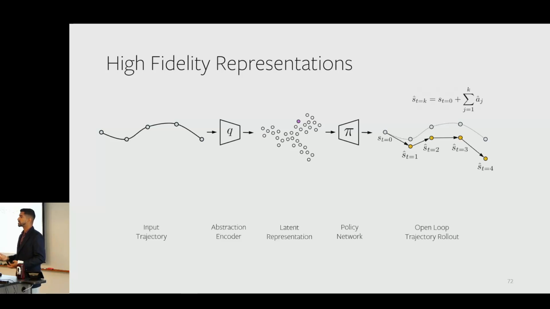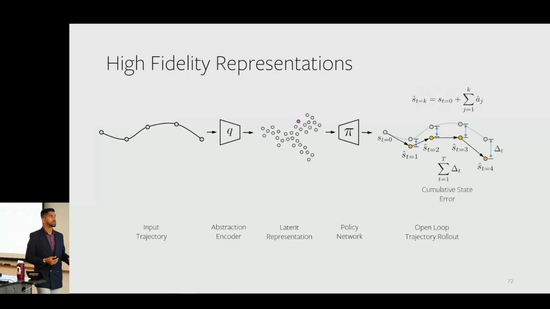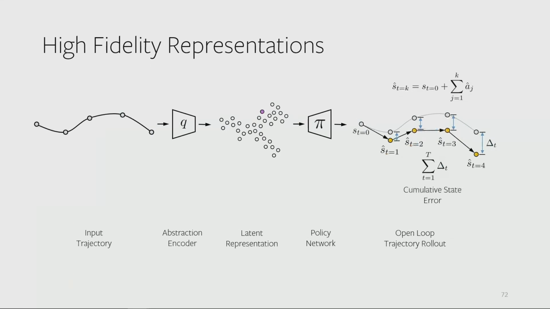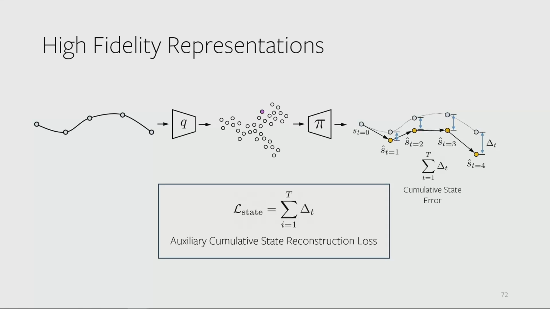And in addition to a standard reconstruction loss that just minimizes the distance between the ground truth and the predicted trajectory, we'd also like for this representation, or the policy in particular, to be corrective with respect to the errors that it sees. And in order to do that, we introduce a cumulative state reconstruction loss that forces the policy to be corrective with respect to errors in the prediction that it encounters. And this forms the final component of our objective, that is a cumulative state reconstruction loss.